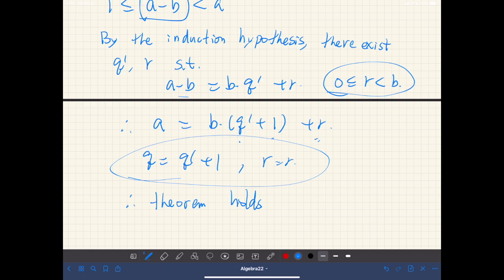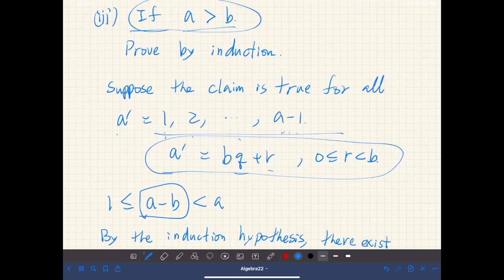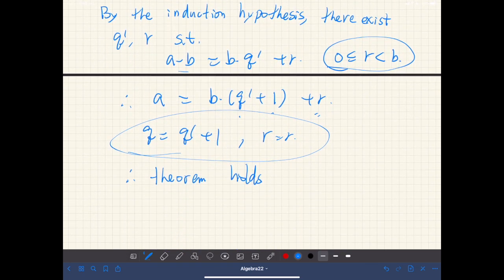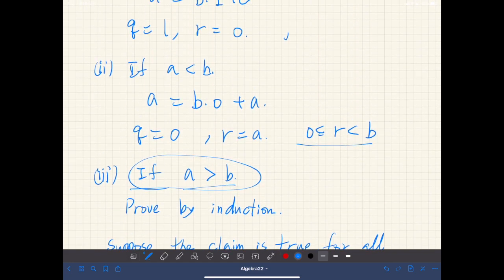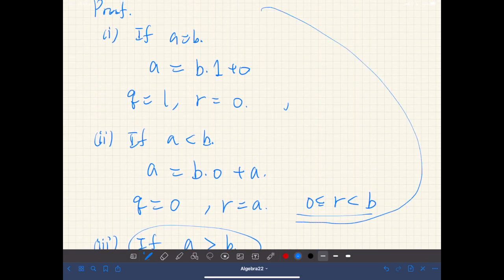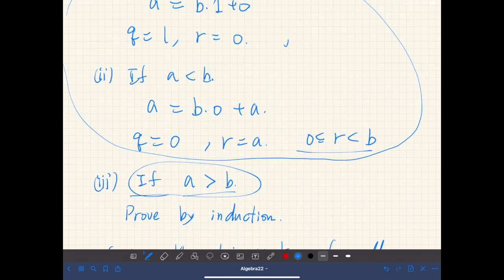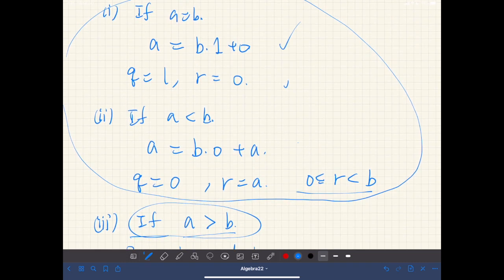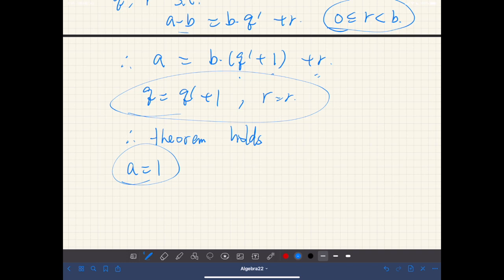And we are done. Oh, by the way, for the induction to work, we need to prove the case for a equal to 1. I forgot that one. But this case is actually included in the first two cases. So if a is equal to 1, either this or this holds. So we have already proved the base case, so the induction holds, and the theorem is correct.